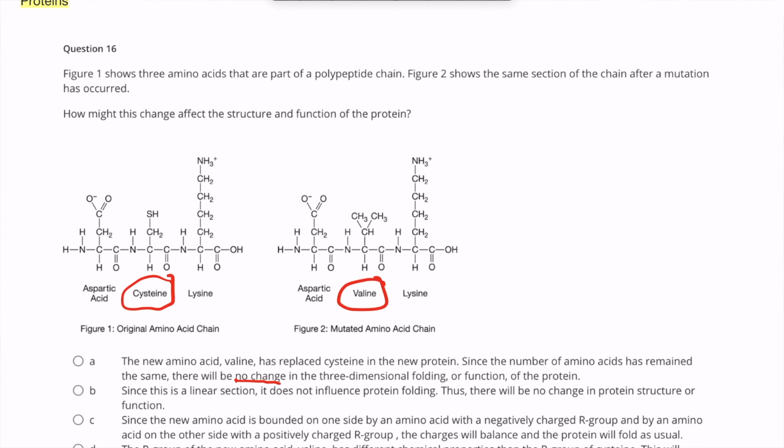C says since the new amino acid is bounded on one side by an amino acid with a negatively charged R group, and by an amino acid on the other side with a positively charged R group, the charges will balance and the protein will fold as usual. Not true. In fact, you don't see that in your amino acid R group at all. So I'm going to move on to D.